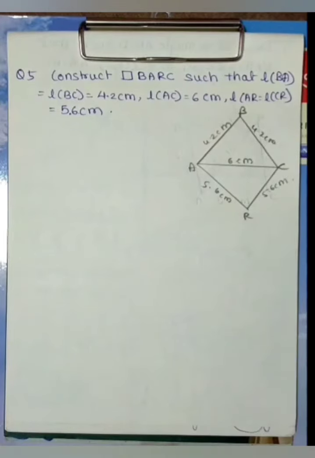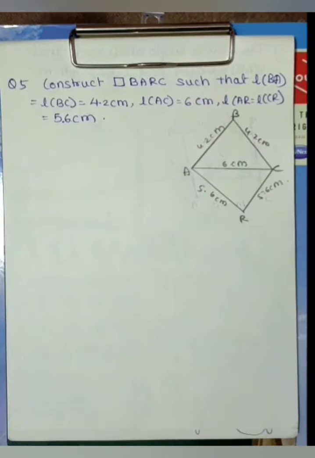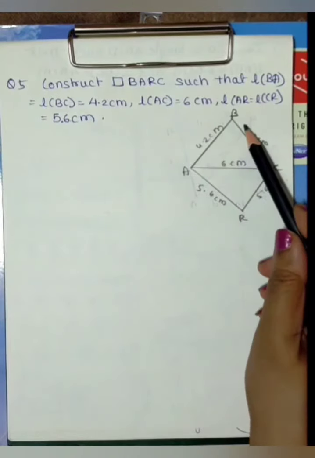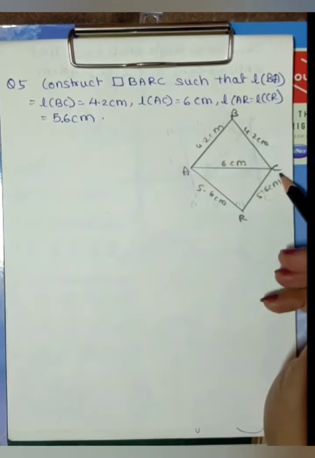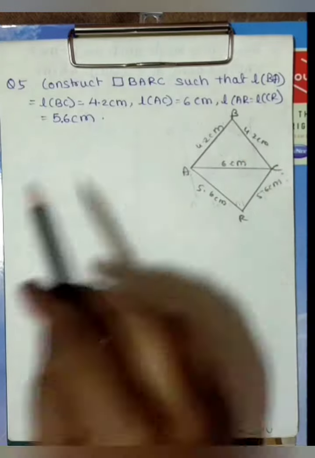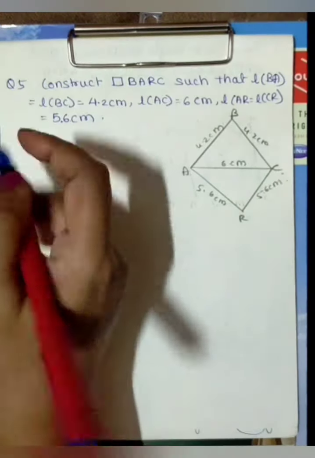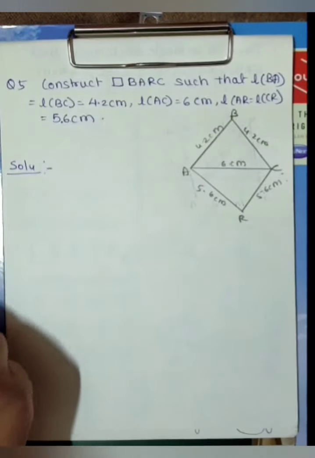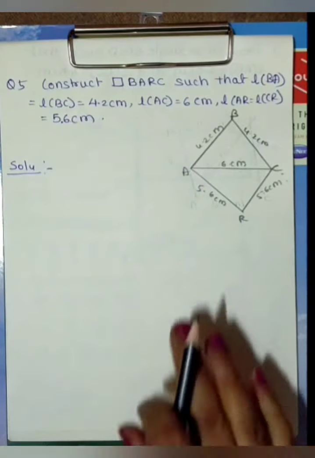So this is our question number 5. I have drawn the rough diagram of BARC. So now we have to construct the original diagram. So first we will take what is given.